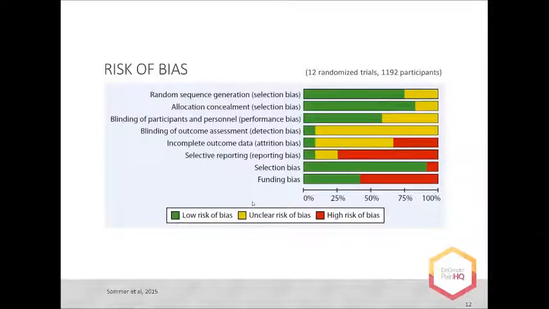So this is a graph that they included in their review showing the risk of bias in these 12 randomized trials. Green is good, meaning there's not a lot of bias, and red is bad, a high risk of bias. We see that in these 12 randomized studies, mostly the biases that were critical were attrition bias, which means people dropping out of the study during the study duration. Also selective reporting, selection bias, and funding bias. Funding bias was basically because most of the studies, more than half, had some conflict. They were funded by the pharmaceutical industry.